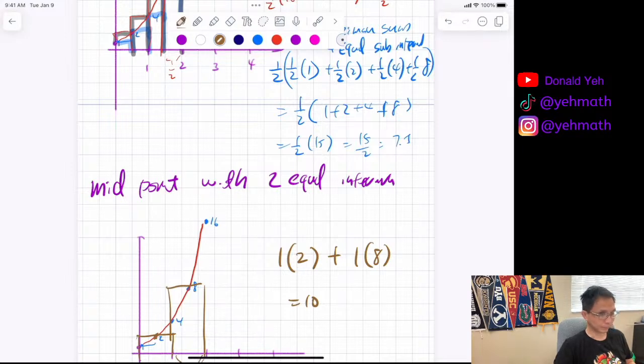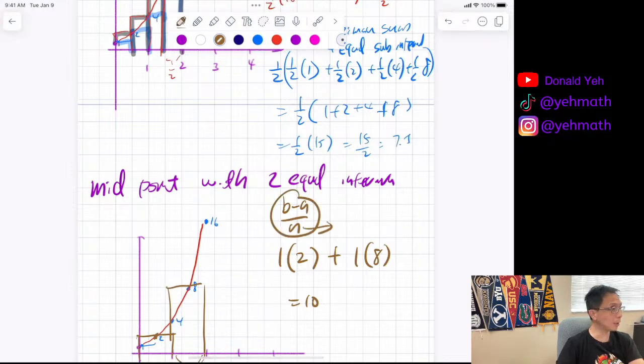We always divide by 4 for right hand and left hand? Like, you know how we divide? Oh yeah, it depends on how many equal intervals you have, 4 equal intervals or 2 equal intervals. The width is going to be B minus A over N, where N is the number of rectangles. So B minus A is 2 minus 0, over 2, which is equal to 1. That's how you know what each width is. Are they going to give us that? I will tell you how many there are. Okay.